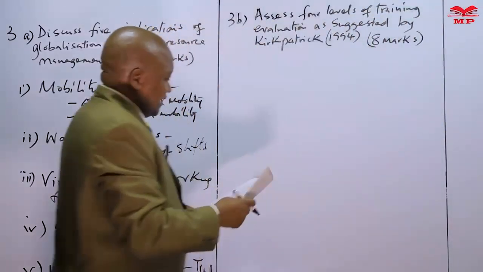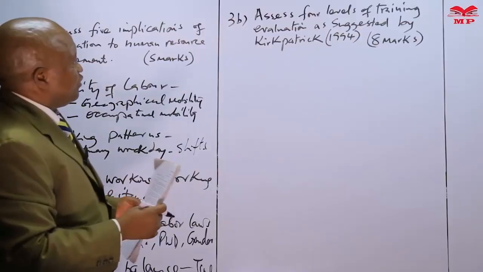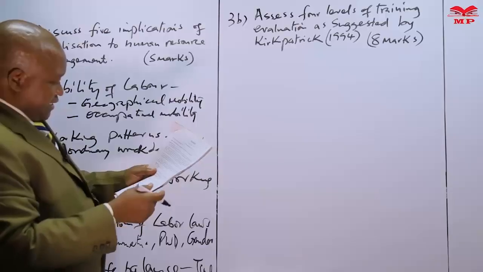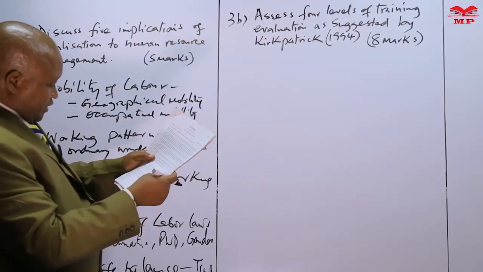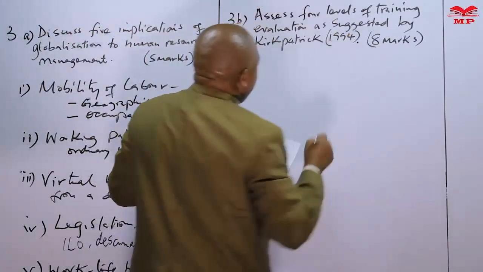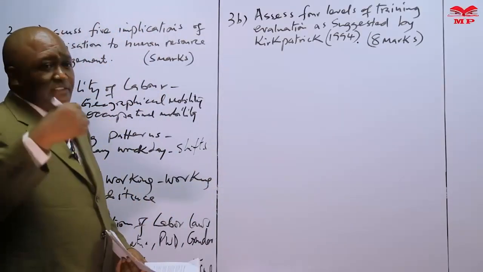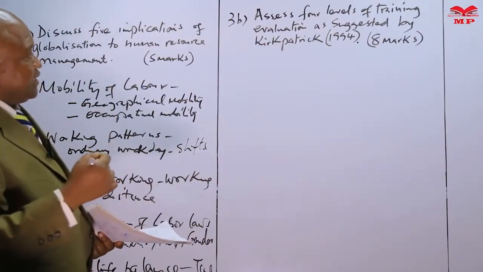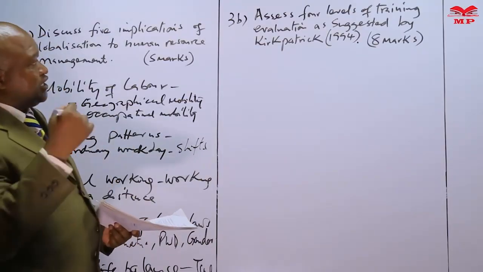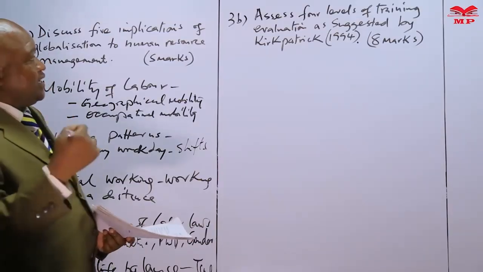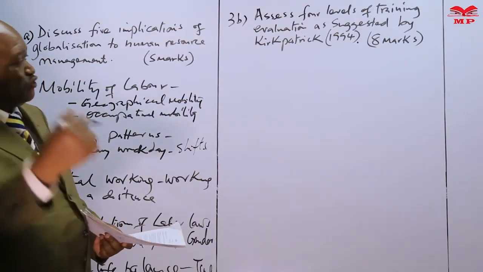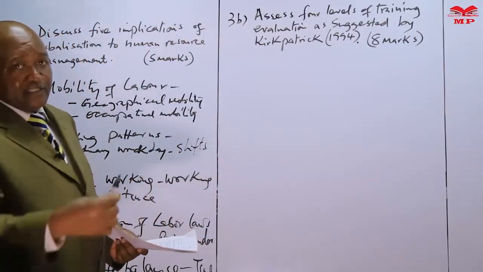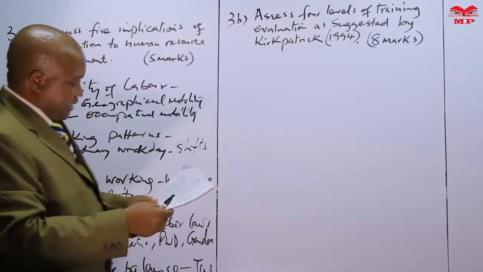The question required that the candidate should assess 4 levels of training evaluation as suggested by Kirkpatrick, 1994, and the question had 8 marks. So in attempting to respond to this question or provide a sample response, we should be able to provide a diagram or a pyramid that was provided by Kirkpatrick in trying to provide the 4 levels of training evaluation, based on which a response can be built up, and for each level an evaluation and assessment can be provided based on the examiner's requirement.